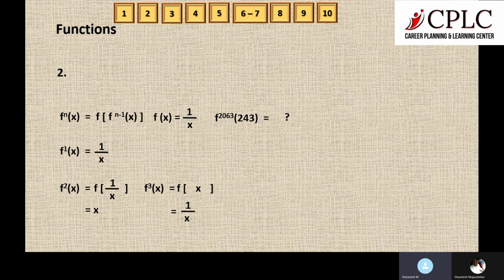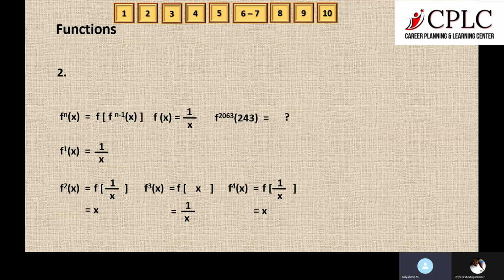Let's do one more last iteration so that we can confirm the pattern. Let's substitute the value of n as 4. So we get f4 of x, which is f of f3 of x. f3 of x is 1 by x. For f of 1 by x, the answer is x. So the value of f4 of x is x. So 4 values are sufficient for us to confirm the pattern.